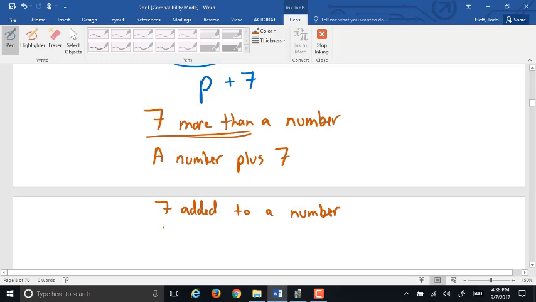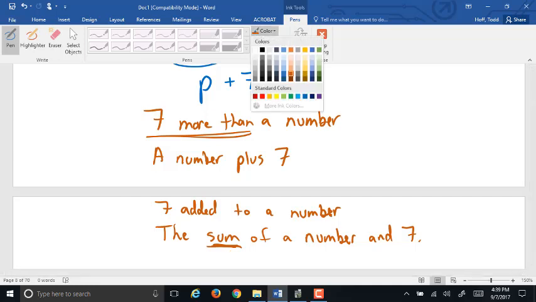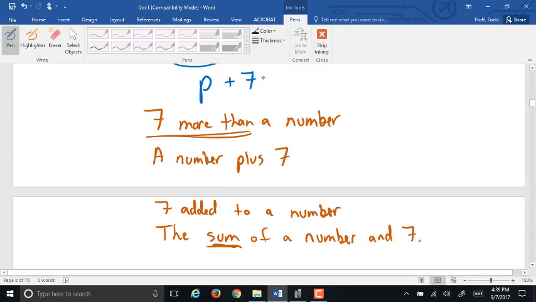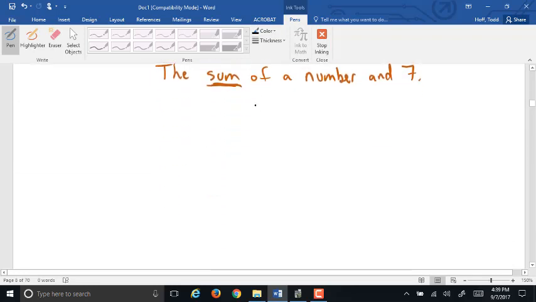This next one's a little technical, but it's an important one. The sum of a number and 7. Sum means the result of an addition problem. That implies we're going to add the number and 7. And there are probably several others that we could come up with if we took the time to keep thinking about them, but let's move on. Now this next one is a little tricky.